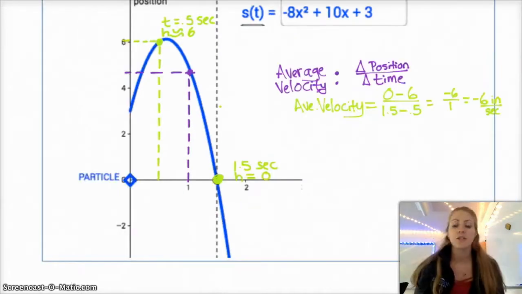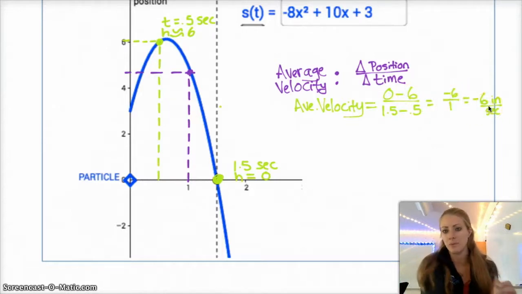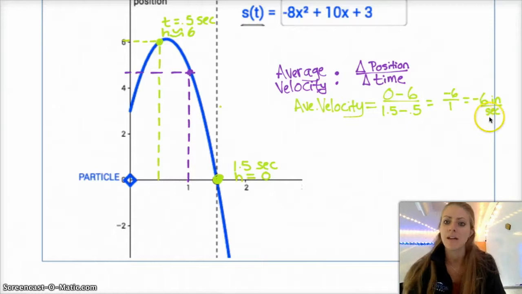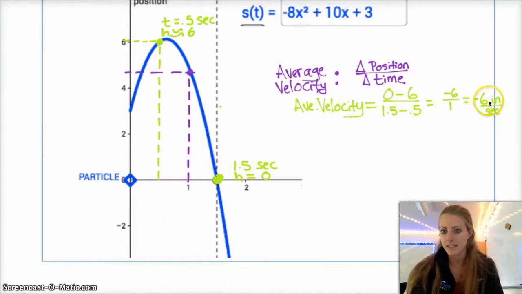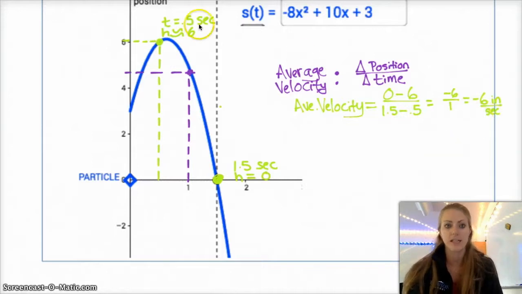So remember, with velocity, the positives and negatives really matter, right? The direction that you're going matters. So in this case, you need to make sure you have your second position minus your first position and your second time minus your first time. So in this case, right, that's -6. Let's just assume we're in inches and seconds for the time being. You have a decrease of 6 inches for every 1 second. So that's your average velocity for that time.